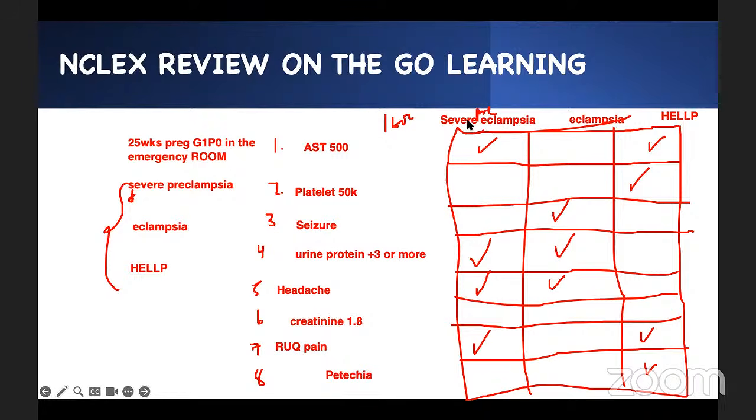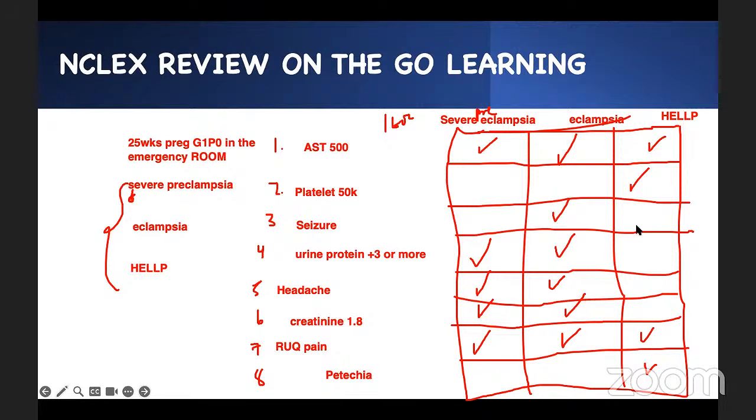Then when they become eclamptic, you have pre-eclampsia plus seizure. So everything you have for pre-eclampsia, you should still have in eclampsia, in addition to seizure. Therefore, you should have right upper quadrant pain, your creatinine, and your AST should go up. In severe pre-eclampsia, your creatinine is still elevated, so in eclampsia, you should still have it there.